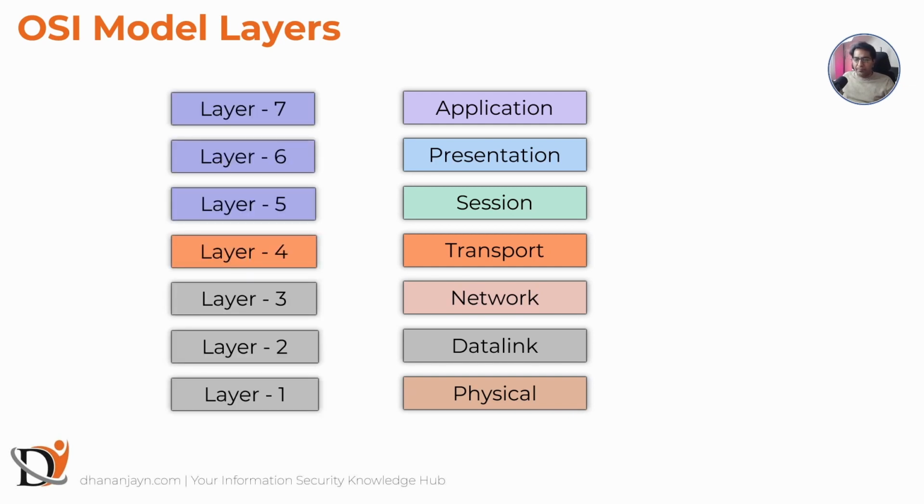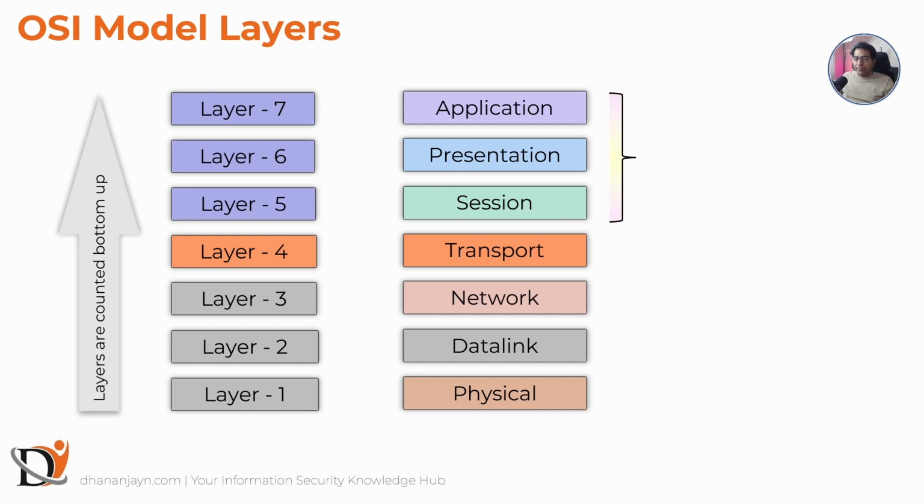As you can see on the left side, the layers are always counted from bottom up. So the physical layer stands at layer 1 and the application layer is layer 7. Layers are always counted from bottom up.